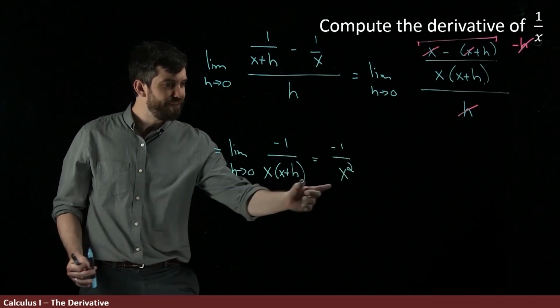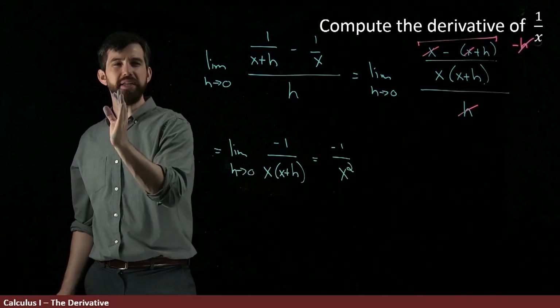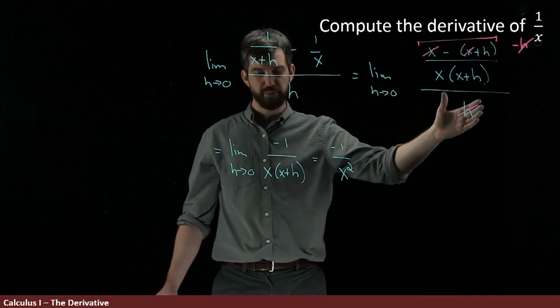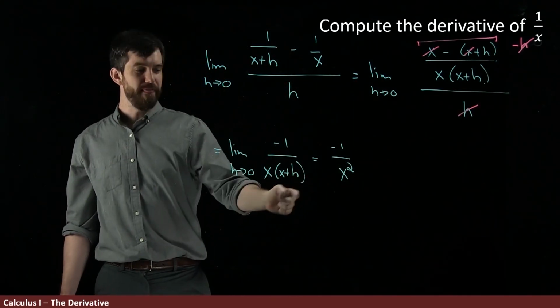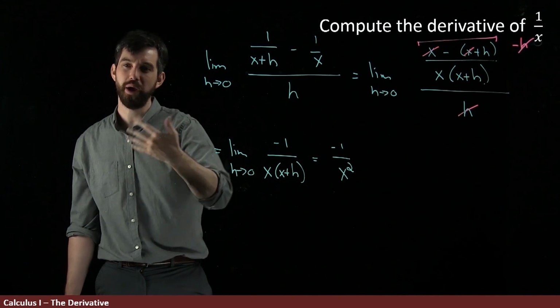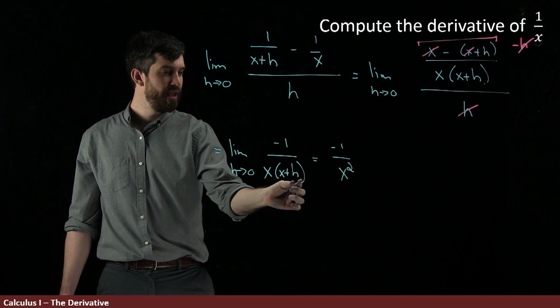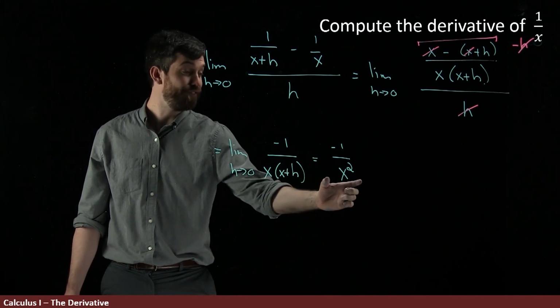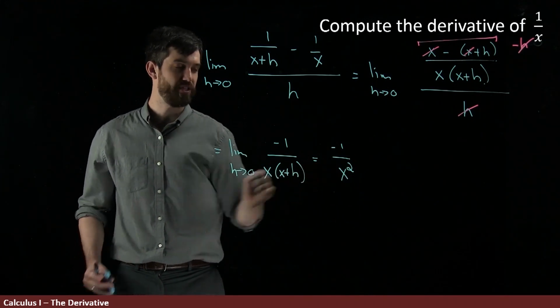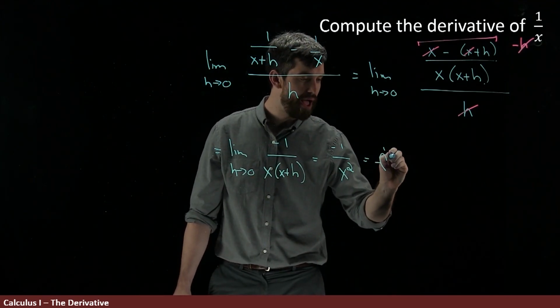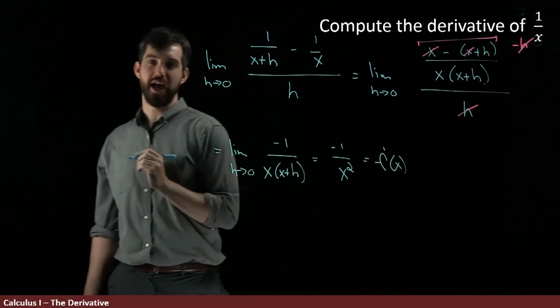Notice this final step here is the only time I do not put a limit. I always do limit of my expression equals limit of my expression equals limit of my expression. And then this step here, I'm evaluating the limit. I'm distributing it through. I'm setting my h to 0. And so I get rid of the limit sign at this final step here and write minus 1 over x squared. And so I claim that this is equal to f prime of the function x.